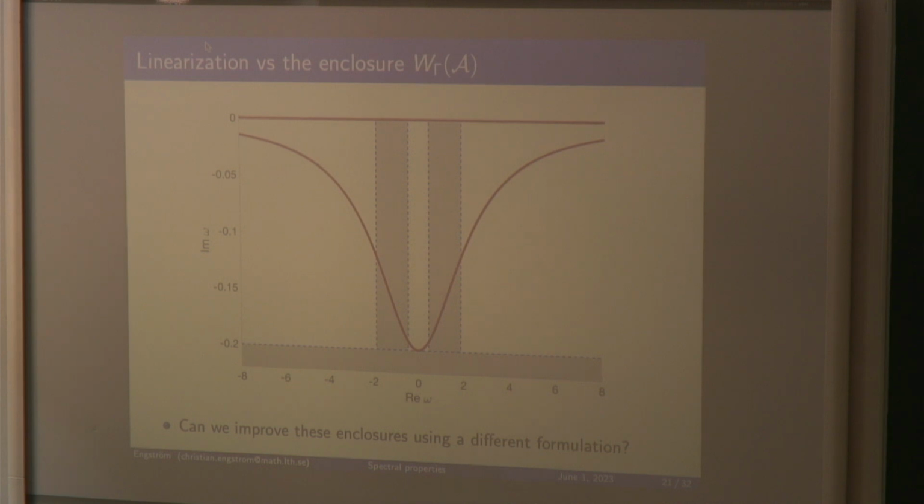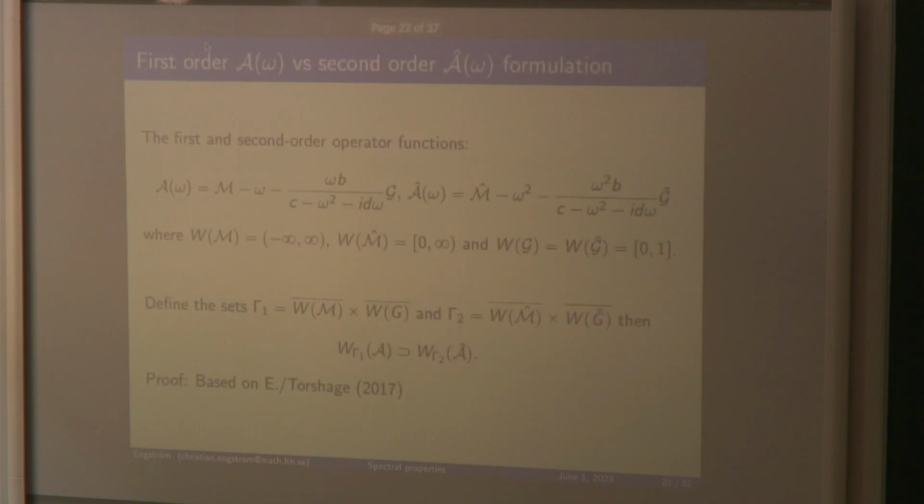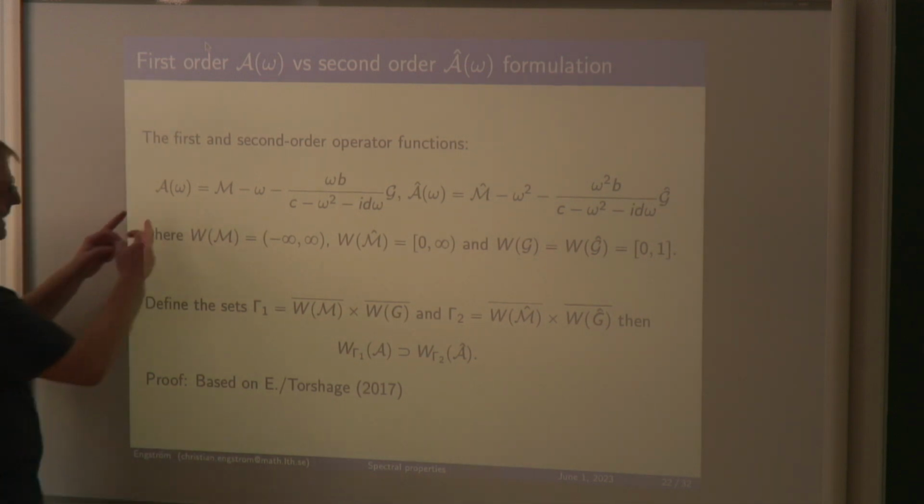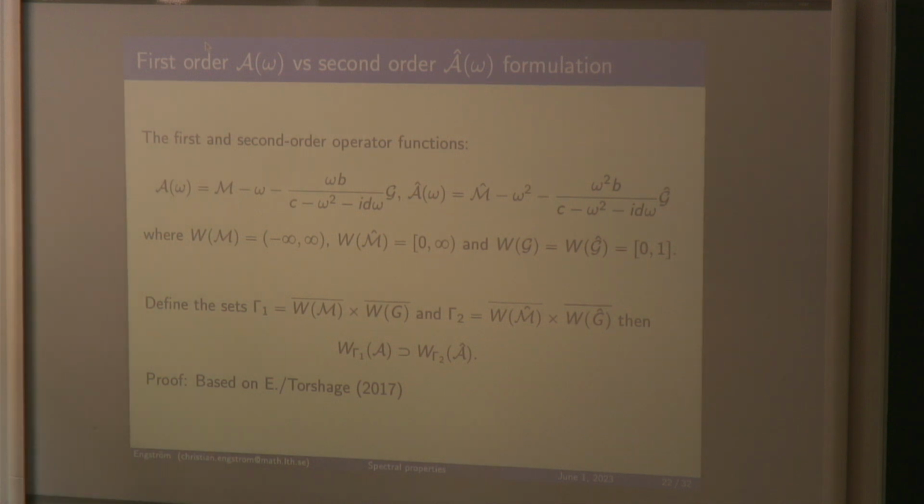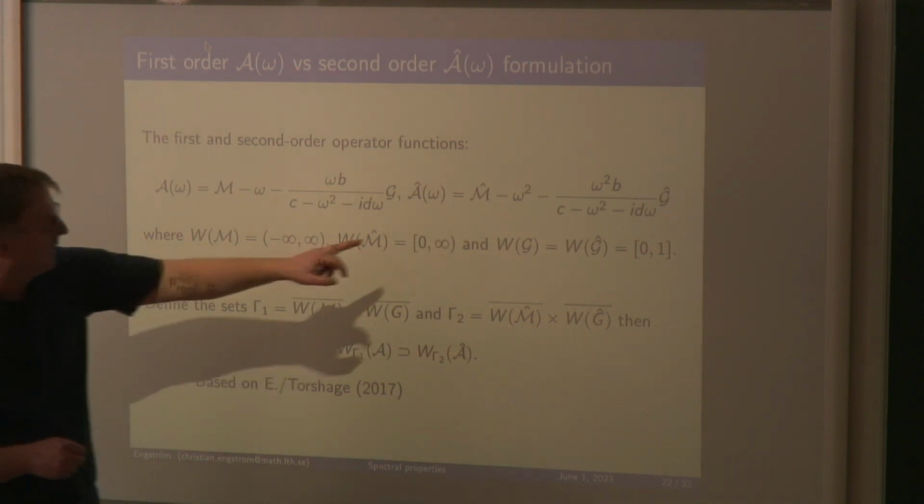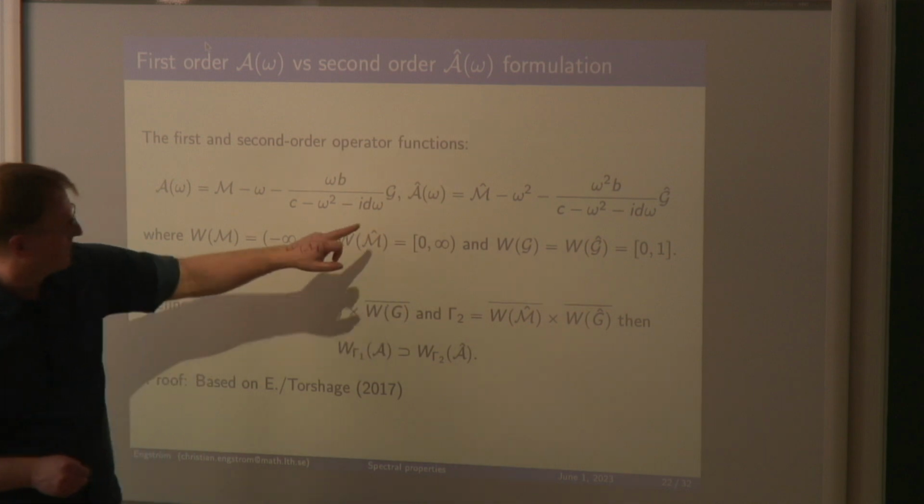Okay, so now we use this first order formulation of Maxwell's equations, and then the question is, can we do better or worse if we use the second order? If we compare these two, what we just had was for A omega. This was for the first order formulation, and the second order is with the hat.